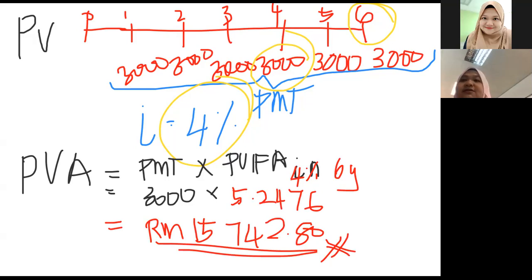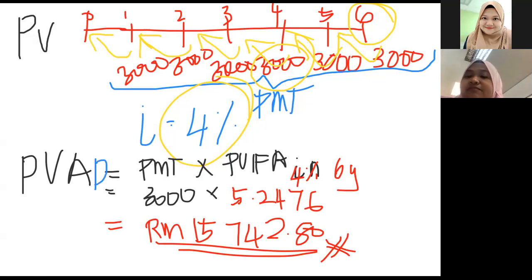So this 3,000 ringgit fixed payment is equal to 15,742 ringgit 80 cents. Okay, so this is PVA. What happens if this 3,000 ringgit happens at the beginning of each year? Then you need to apply PVAD.